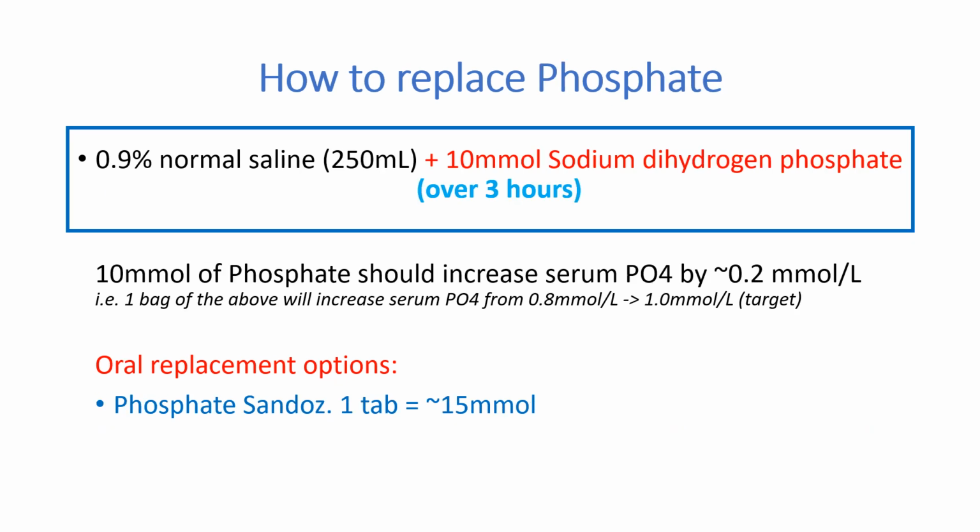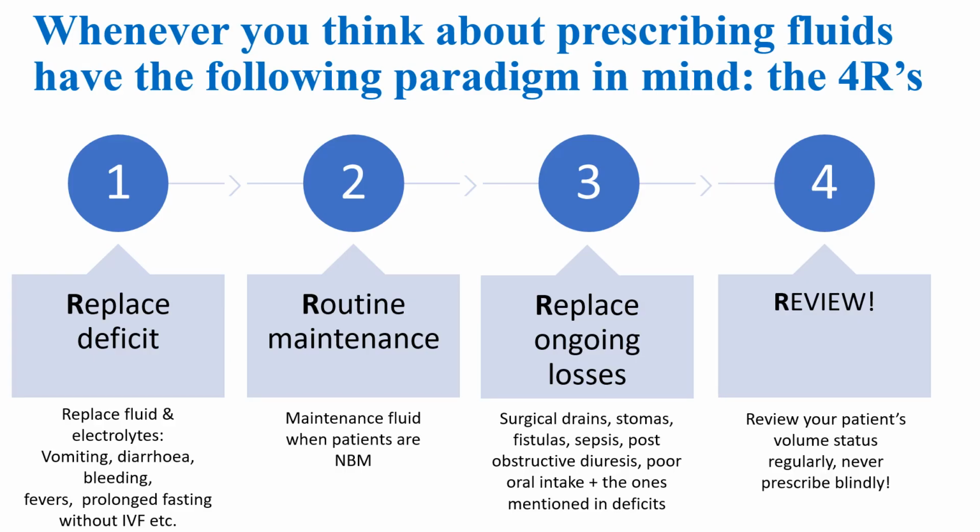The mini bag for phosphate that we currently use at Nepean is slightly different. It's a 250 ml bag compared to 100 ml that was used in the previous two electrolytes. And it's got added 10 millimole of sodium dihydrogen phosphate. And because it's a 250 ml bag, you run it over 3 hours. Each 10 millimole of IV phosphate should increase the serum phosphate by 0.2.